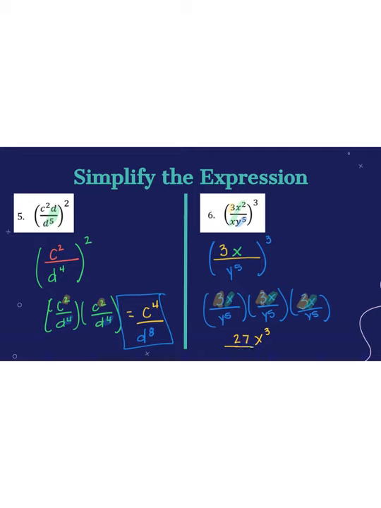And then we're going to put it over what we have on the bottom. Well, we only have y's on the bottom. So when I'm looking at those y's, I have 5 on this y, 5 on this y, and 5 on this y. So when you add all those up, 5 plus 5 plus 5, you're going to get 15. So my y is going to stay on the bottom, and it's going to be y to the 15th. And that's going to be my final answer.